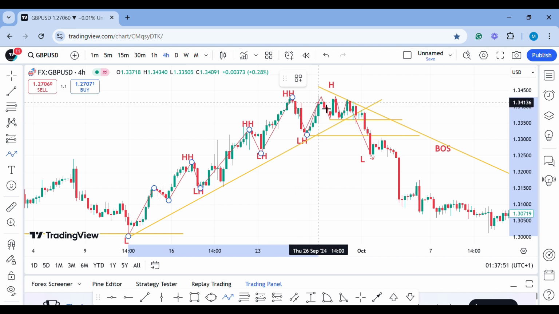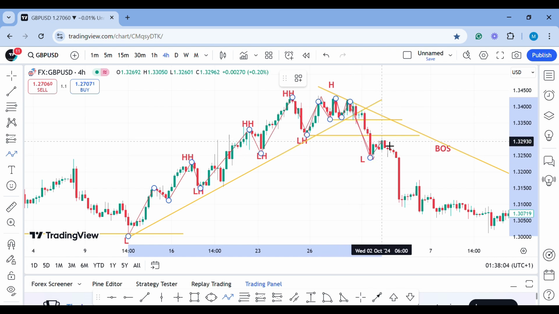Then we have equal high. Then we have equal high, equal low, equal high, and it came to form a low and a high, and came to form a lower low. We say this what?